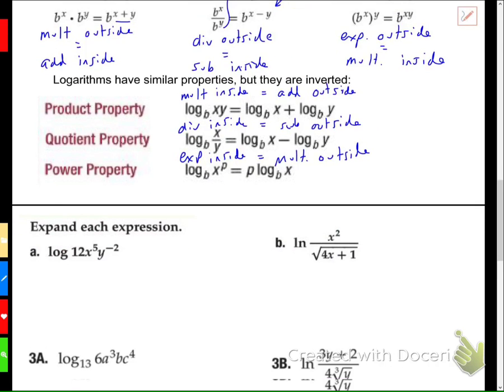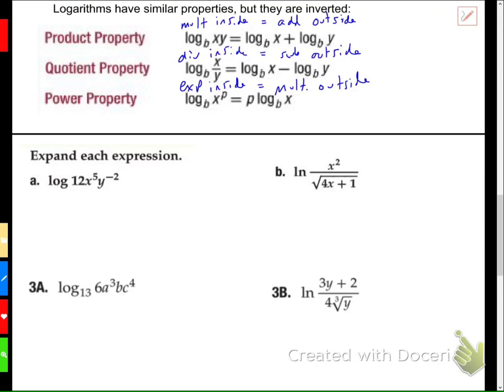Okay, so first thing we're going to do is we're going to try to expand. Okay, and when we expand here, we want to get rid of all of our powers. Okay, we should have no powers or roots left over once we've done the expansion.